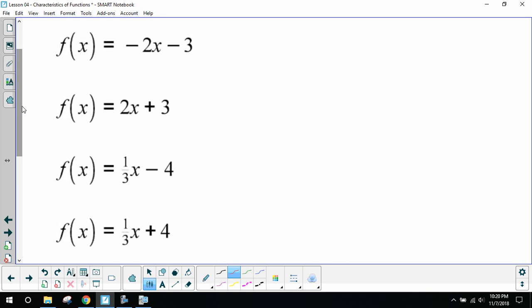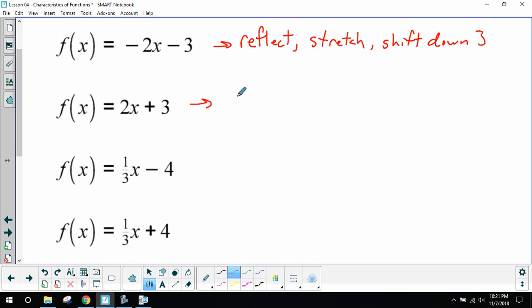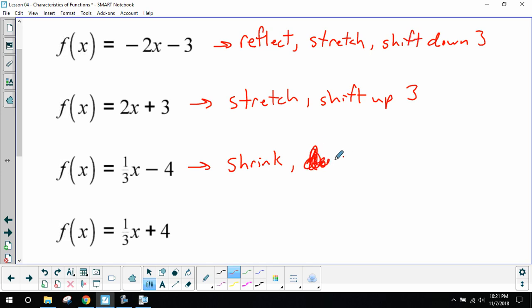Alright, are we done here? So this one we're going to reflect. We're going to stretch because of the 2. We're going to shift down 3. This one, almost the same thing. No reflection. We are still stretching. And we shift up 3. We got a 3rd, which means we shrink. And we shift down 4. Again, shrink. Up 4. If you got them right, you get a smiley face.